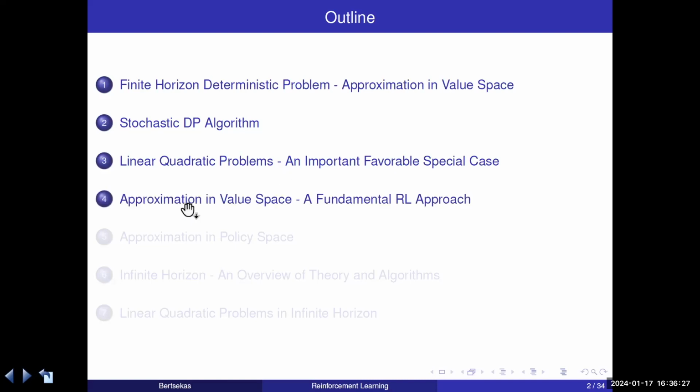Then we're going to talk about approximation in value space. This is going to be our reinforcement learning workhorse. It's a fundamental approach that we're going to spend practically the entire semester on. Approximation in value space, where we approximate value functions or cost functions. And we're going to summarize this, review it, and then we're going to contrast it with an alternative approach, which is approximation in policy space, where we try to approximate policies. And we're going to see how these two can connect.